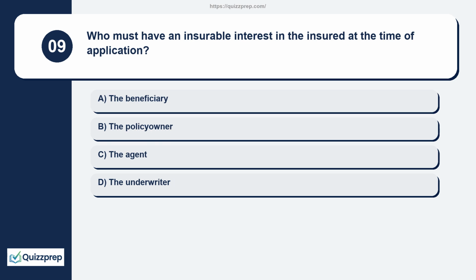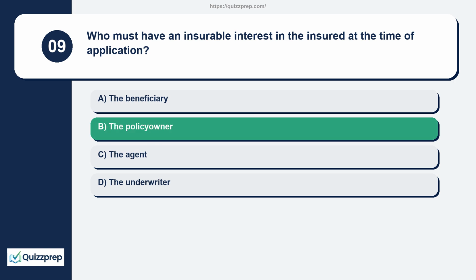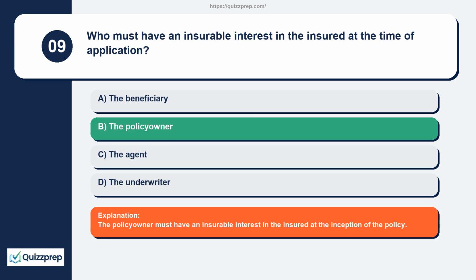Question 9. Who must have an insurable interest in the insured at the time of application? The beneficiary, the policy owner, the agent, the underwriter. The policy owner must have an insurable interest in the insured at the inception of the policy.